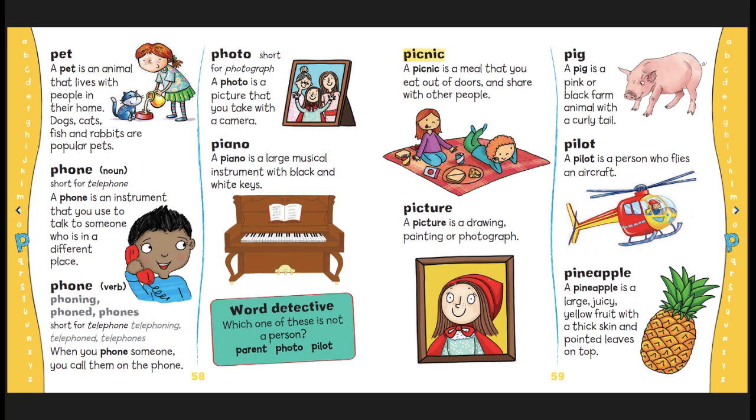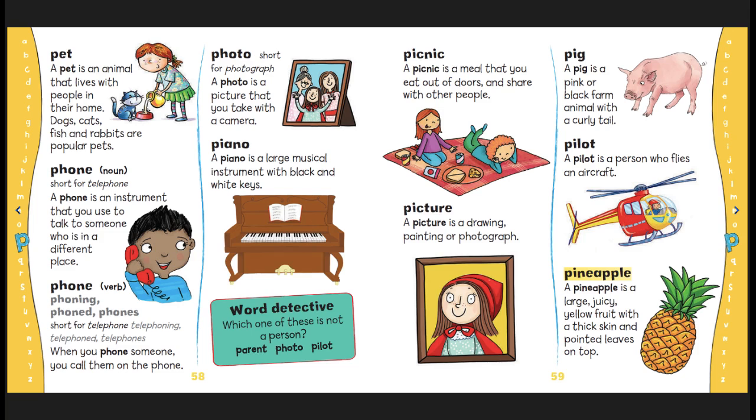Picnic. A picnic is a meal that you eat out of doors and share with other people. Picture. A picture is a drawing, painting, or photograph. Pig. A pig is a pink or black farm animal with a curly tail. Pilot. A pilot is a person who flies an aircraft.